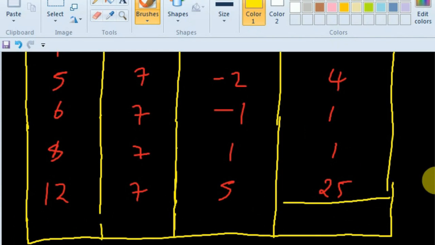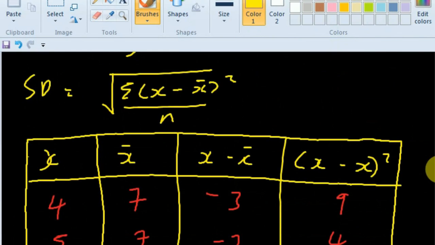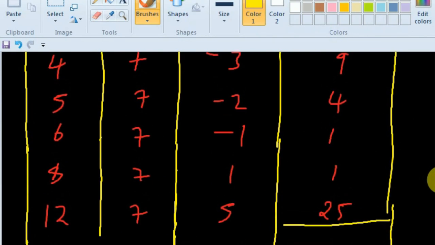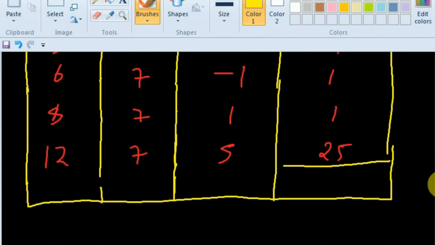So there we are going to find the summation of the column of x minus the mean squared. So we're going to say 9 plus 4 plus 1 plus 1 plus 25, and the answer there is 40. That's our answer. So we are going to use that answer to find the standard deviation.